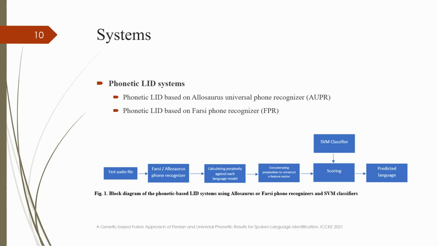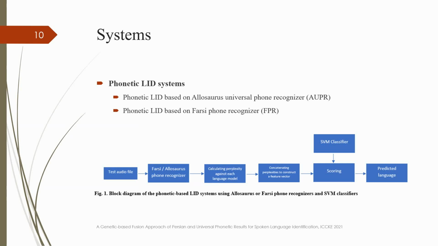We examined different orders of n-gram, of which trigram yielded the best result. Next, we calculate the perplexity of each training sample against each language model, and then we concatenate the obtained perplexities to create 27-dimensional feature vectors. Using the feature vectors relating to the training set, we trained a linear SVM classifier.